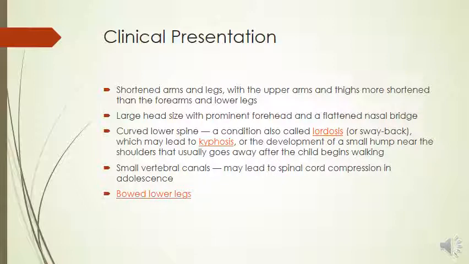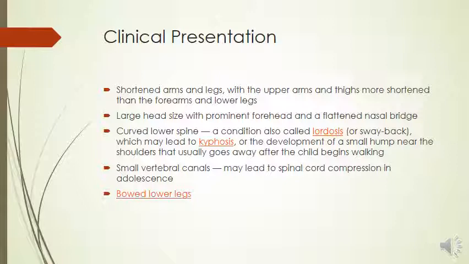Individuals with achondroplasia have shortened arms and legs, with the upper arms and thighs more shortened than the forearms and lower legs. They have a large head size with prominent forehead and a flattened nasal bridge. They have a curved lower spine, a condition also called lordosis or swayback, which may lead to kyphosis or the development of a small hump near their shoulders that usually goes away after the child begins walking. They have small vertebral canals, which may lead to spinal cord compression in adolescence.